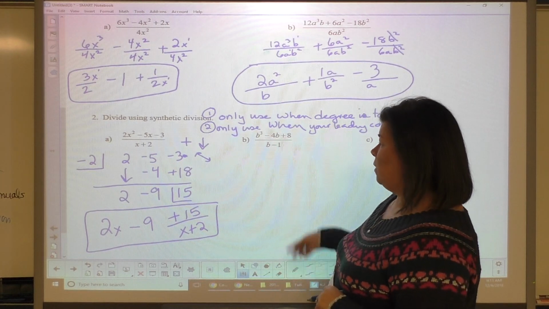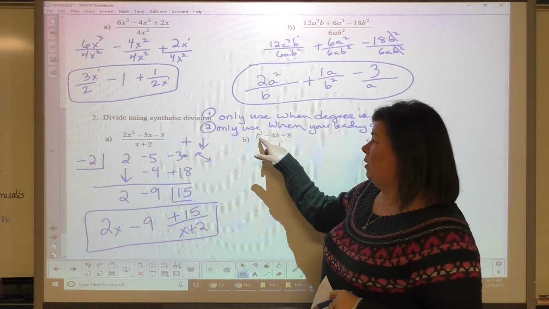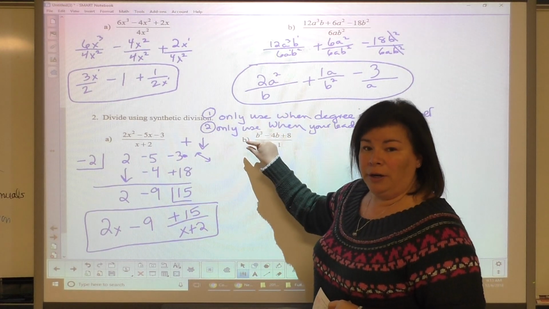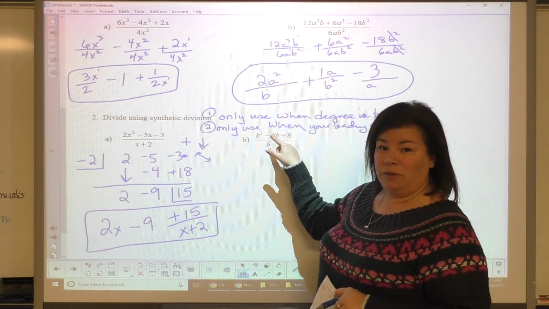Let's try this one. Notice here in this one, we go from b to the third to b to the first.